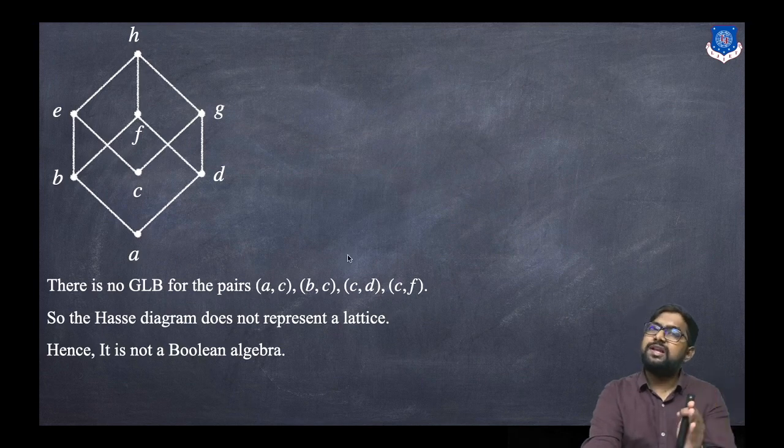So all these 3 examples are very different. Fine. So this is how you can find a Boolean algebra.